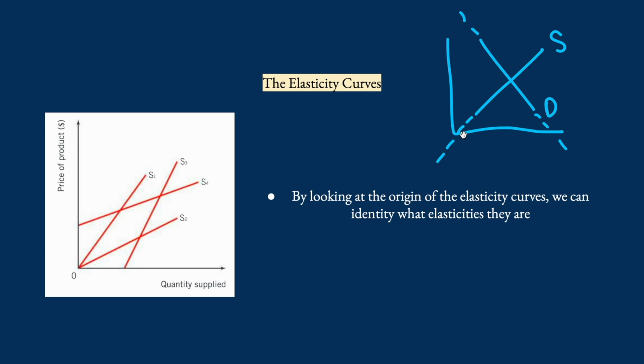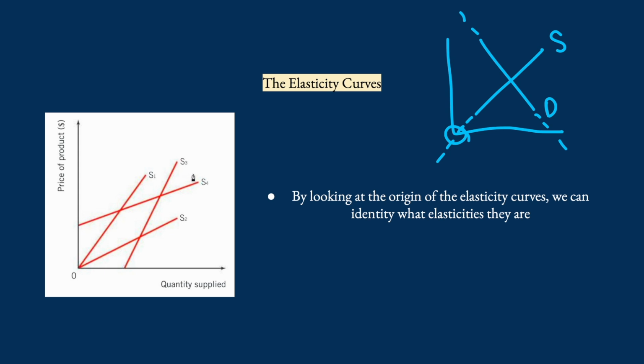And if you were given a graph on an exam and you were told to dissect whether it's an elastic, unit elastic, or inelastic curve, there is a very easy way to tell, okay? By looking at the origin of the elasticity curves, we can identify what elasticities the supply curve is. And just to be clear, the origin is going to be the point of the supply curve where it crosses the axis. Now, this is all due to mathematical reasons, so it doesn't matter if you know about that or not, but for now, let's not worry about it.